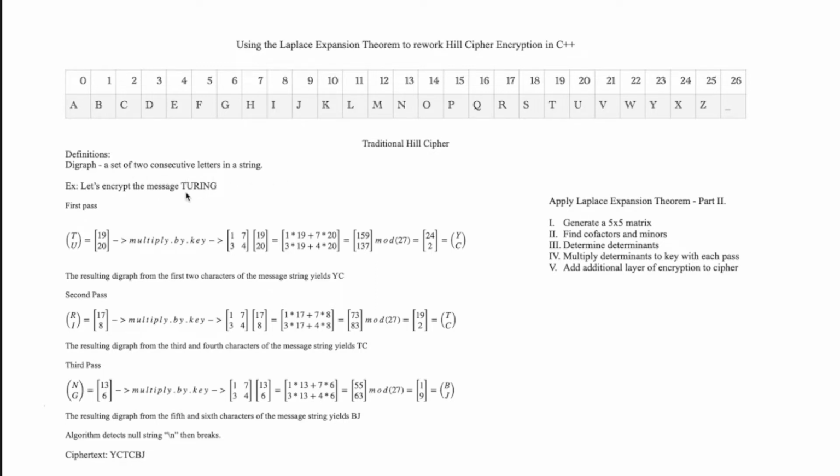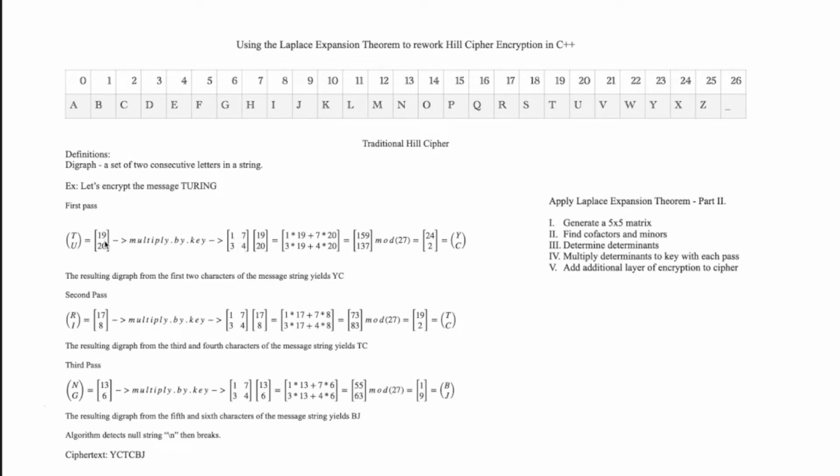So I pass through the message Turing, and I take out TU in the first pass to be the digraph, the set of 2 consecutive letters. Using then this array, I codify T to be 19 here, and U to be 20 here. Then I multiply by a key. In my algorithm later on, you'll see that I randomly generate the key, but for demonstration purposes, we'll say that the generated key is 1734.